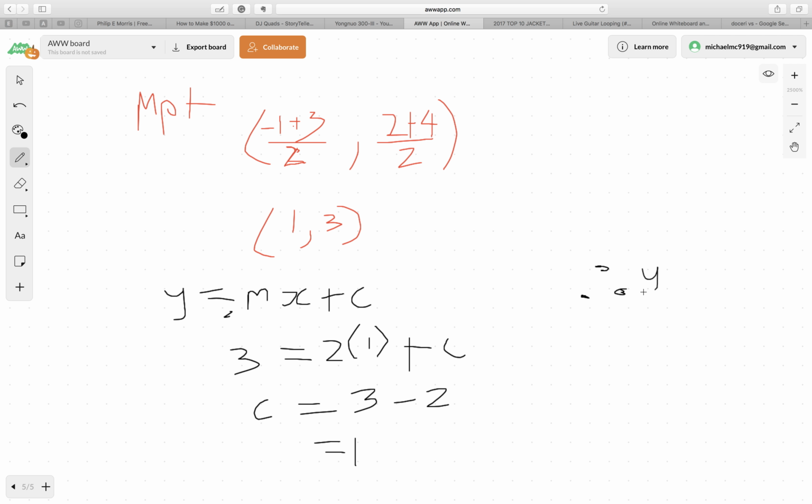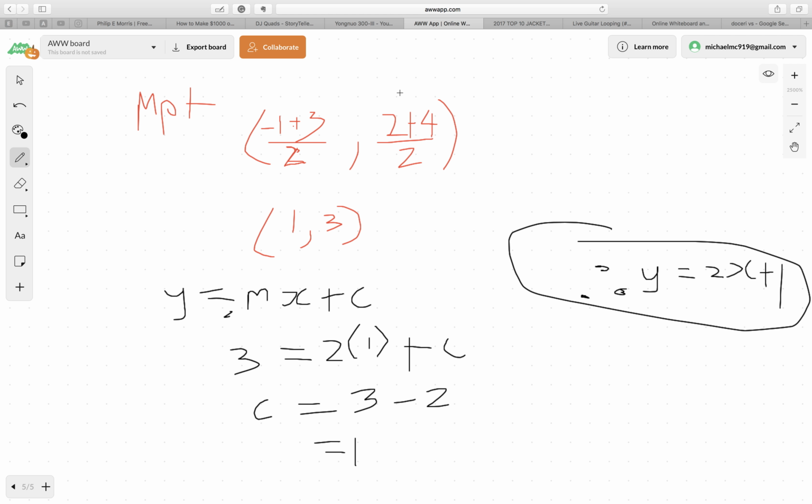Therefore, our equation of the line will be y is equal to 2x plus 1. Okay. Thank you.